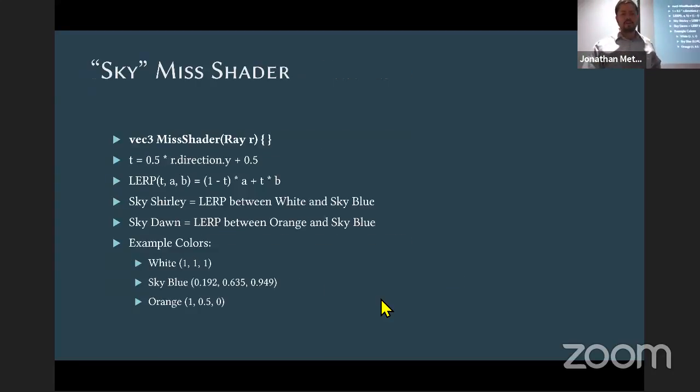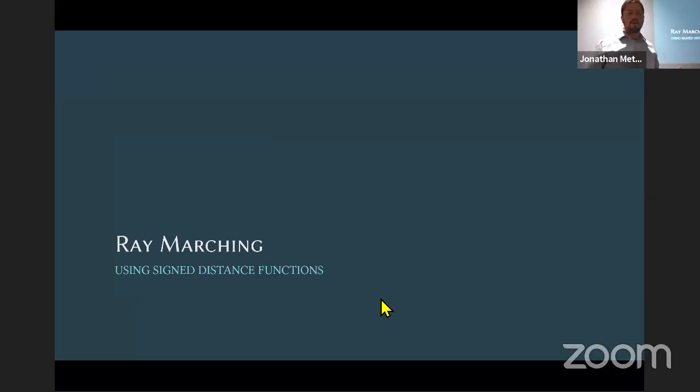The different parts we talked about: the miss shader being the simple one, where we just linearly interpolate between either white and blue or orange and blue, depending on what we're trying to do. So that's for the homework. But what I wanted to get in today was, okay, we haven't hit any objects yet. That's the next step. How do we actually do ray tracing? How do we hit the objects?